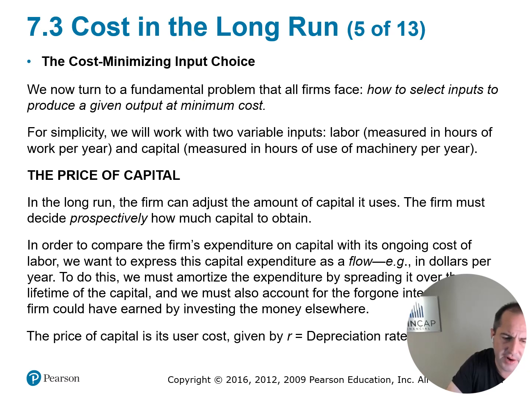In order to compare the firm's expenditures on capital with its ongoing cost of labor, we want to express this capital expenditure as a flow, like dollars per year. To do this, we must amortize the expenditure, spreading it over the expected useful life of that asset. And we must account for foregone interest that the firm could have earned by investing the money elsewhere, like a T-bill or a government bond. The price of capital is its user cost, R, equal to the depreciation rate plus the interest rate.